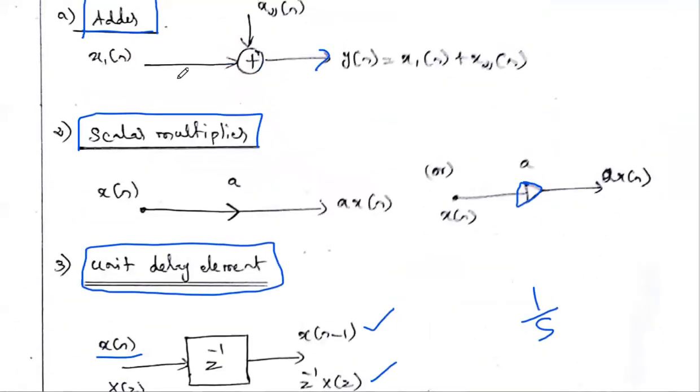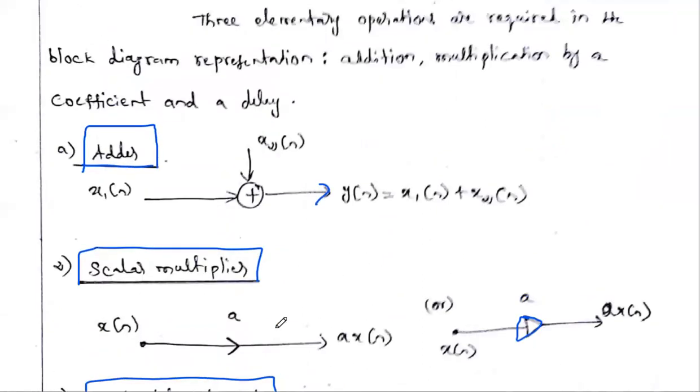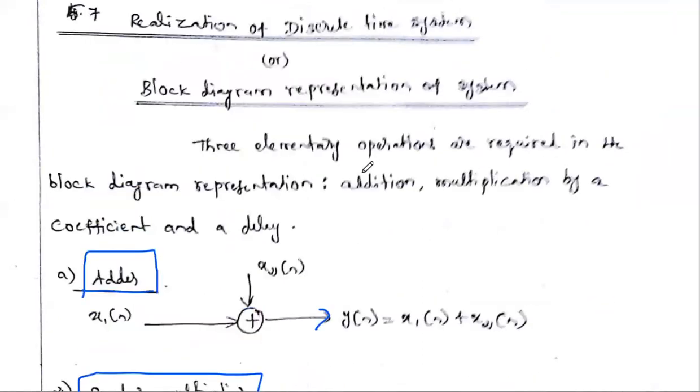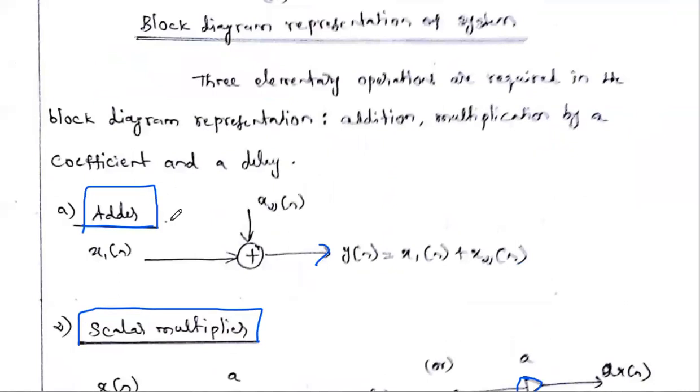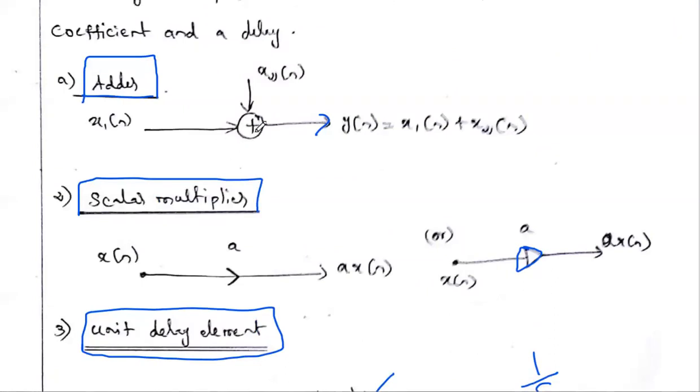So these are the three important blocks used to represent the discrete time system. This is also one of the 2-mark questions: what are the basic blocks used to represent the discrete time system? So what is the first element? The first element is the adder. The adder is represented by one circle, and within that circle we draw a plus symbol. This adder has multiple inputs but only one output. So the adder needs at least 2 inputs.